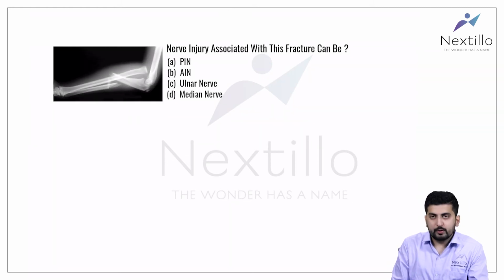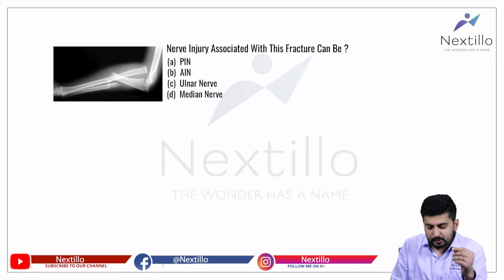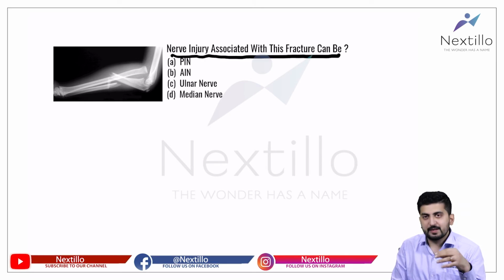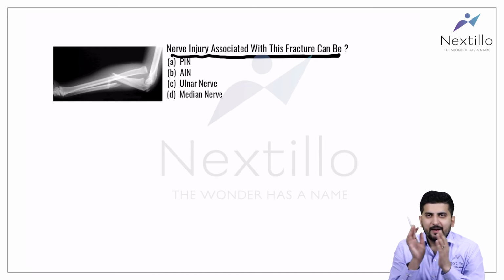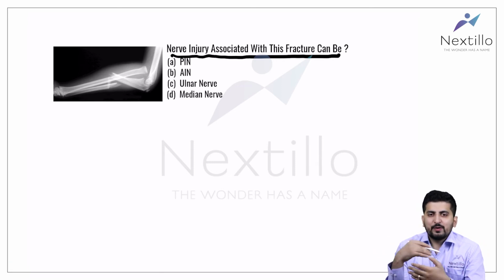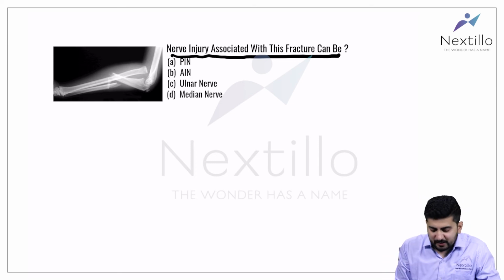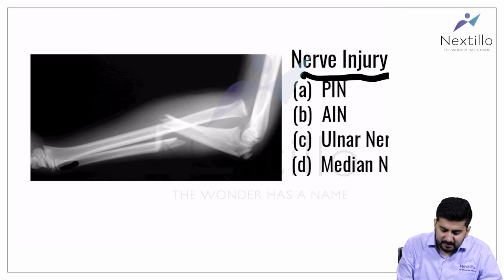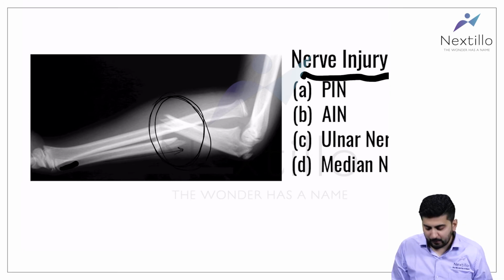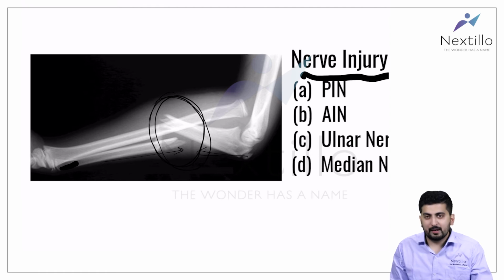Now, coming on to the next question. This question asks what nerve injury can be associated with this fracture. Now, this is a question which involves anatomy, the knowledge of orthopedics, and the knowledge of diagnosing this disease first. So, in this picture, if you can see, there is a fracture of the ulna right here, the proximal third part of the ulna.